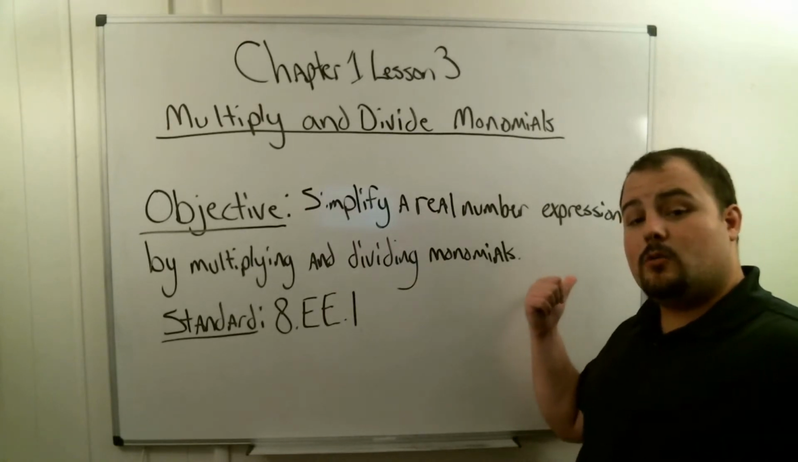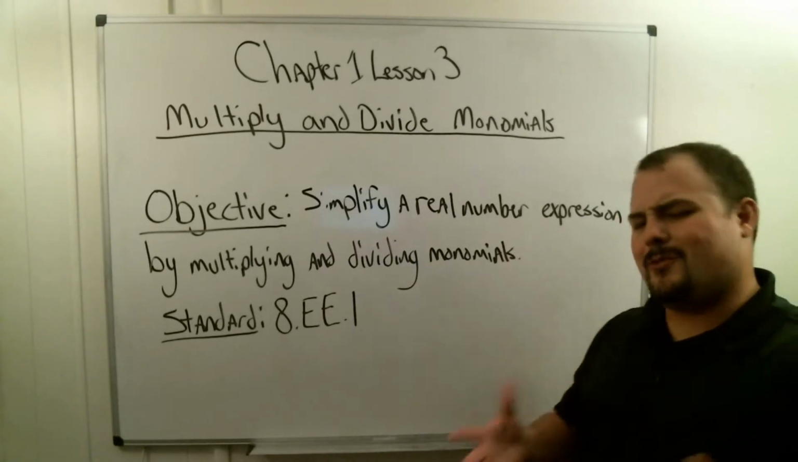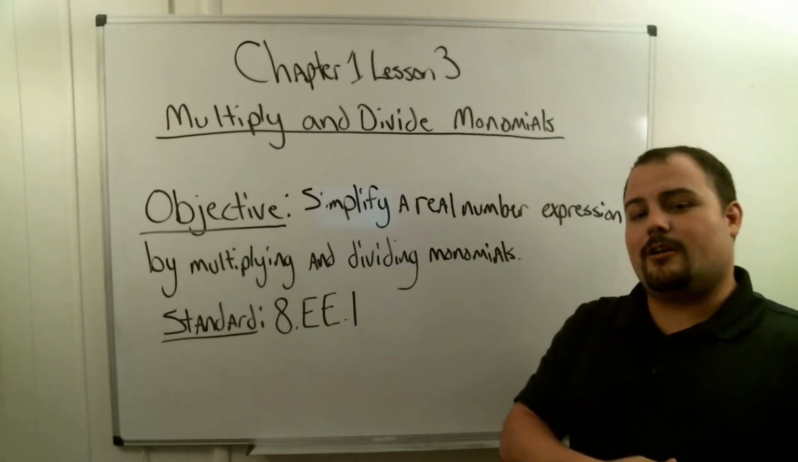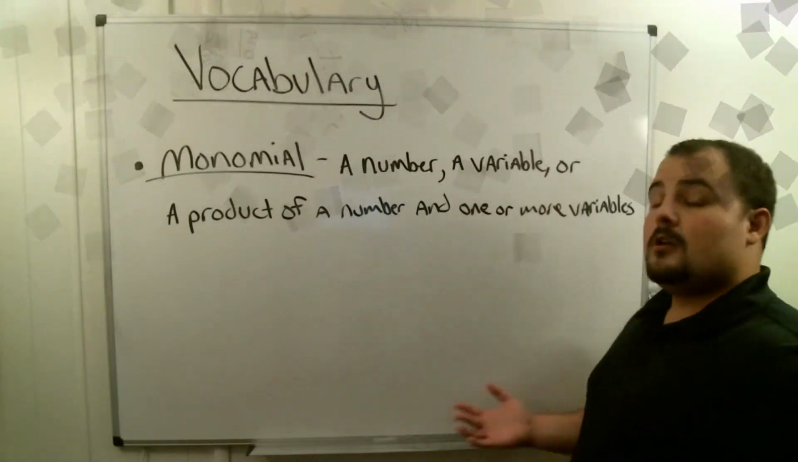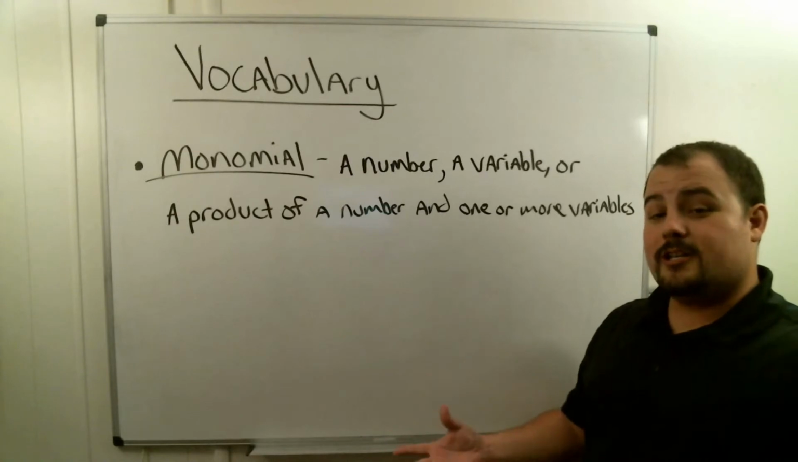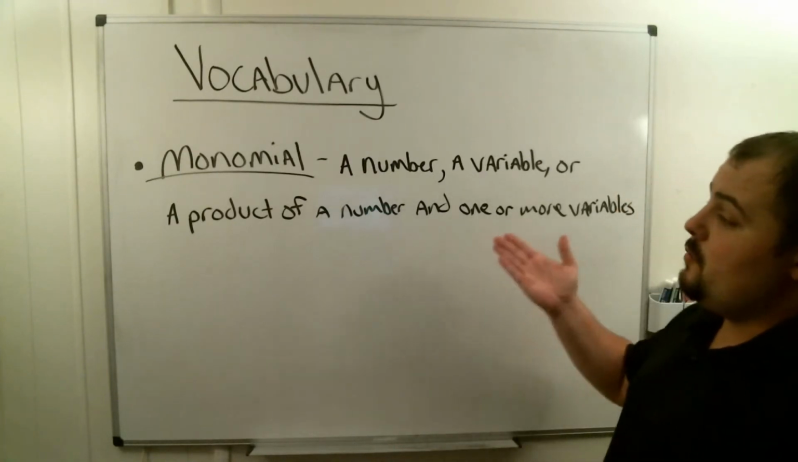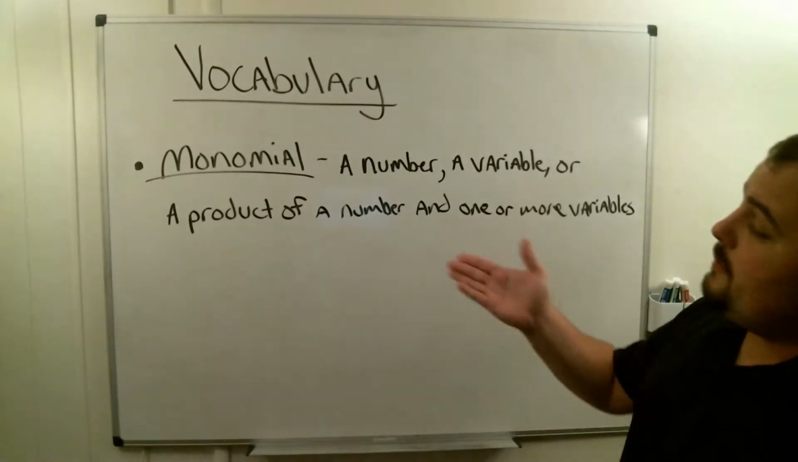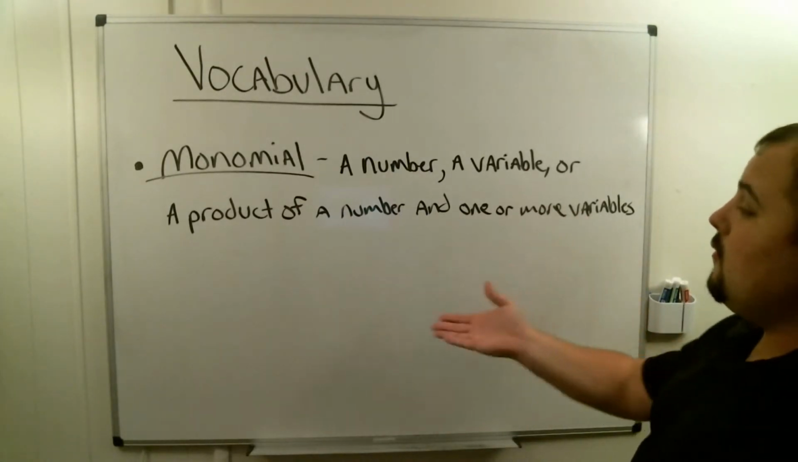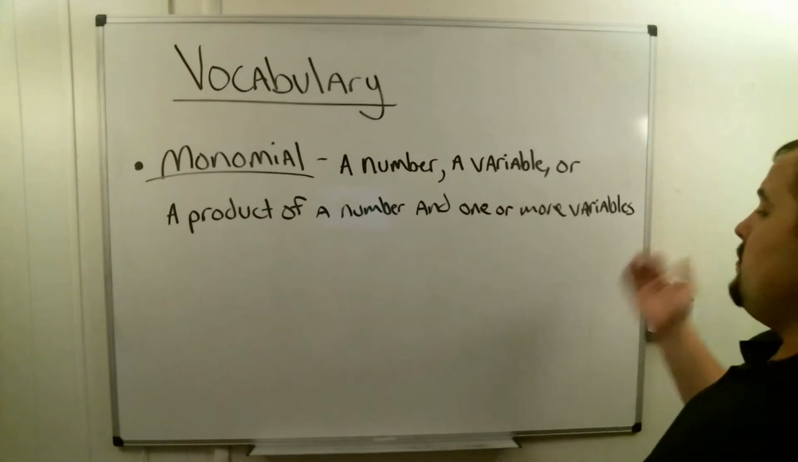We're going to define what monomials are, so don't be worried if you don't understand what that word means yet. But let's get started on today's lesson. So, vocab. We have one definition for our vocab today, and it's monomial. We saw that in the objective today, so we need to know what a monomial is. A monomial is a number, a variable, or a product of a number and one or more variables.